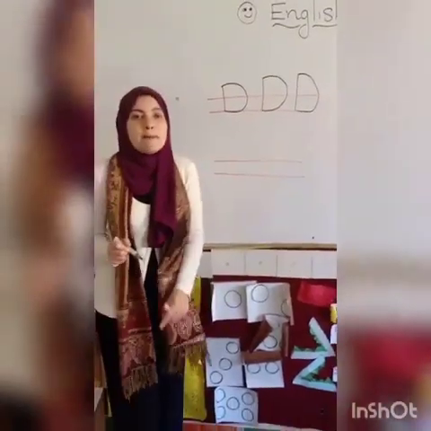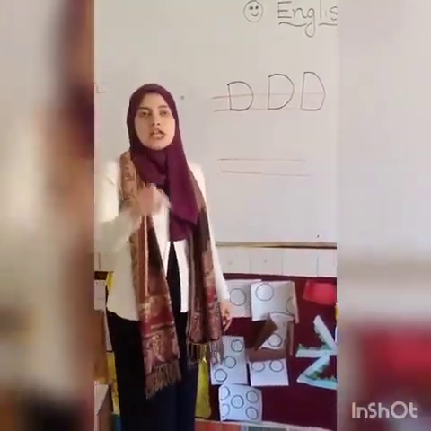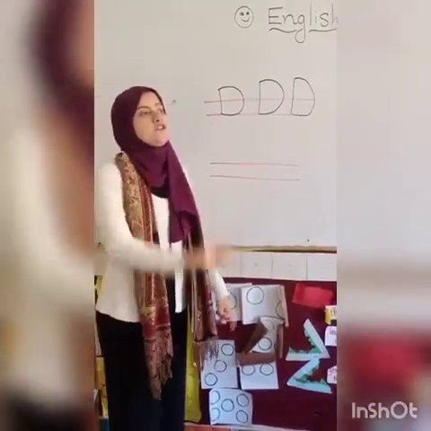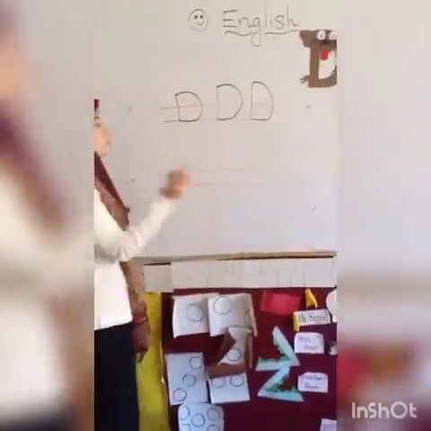Excellent. How to write capital letter D? Line down, big half circle. How to write capital letter D? Line down, big half circle. What about the small letter D? Let's see how to write the small letter D.